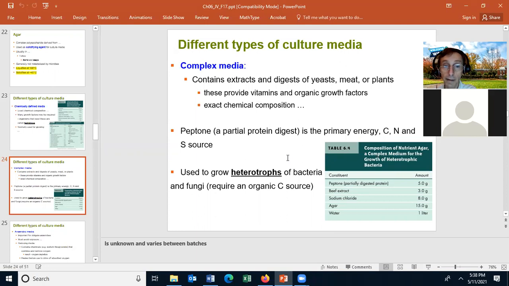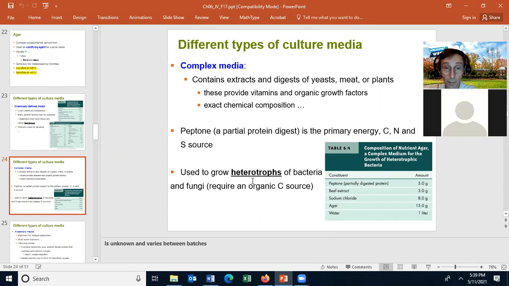Okay, peptone is a partial protein digest, and the peptone is a primary energy, carbon, nitrogen, and sulfur source, similar to glucose, which supplies energy, carbon. I guess that's all glucose supplies. It doesn't supply nitrogen and sulfur. Complex media are used to grow heterotrophs of bacteria and fungi, and they require an organic carbon source.